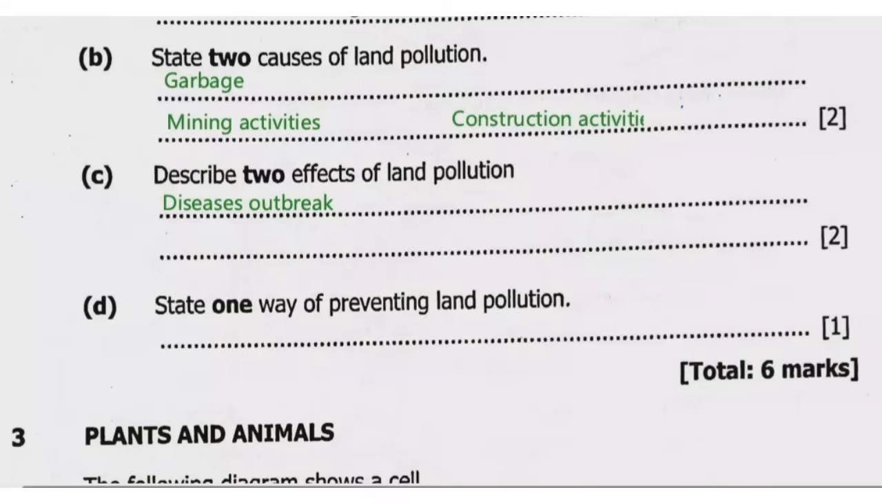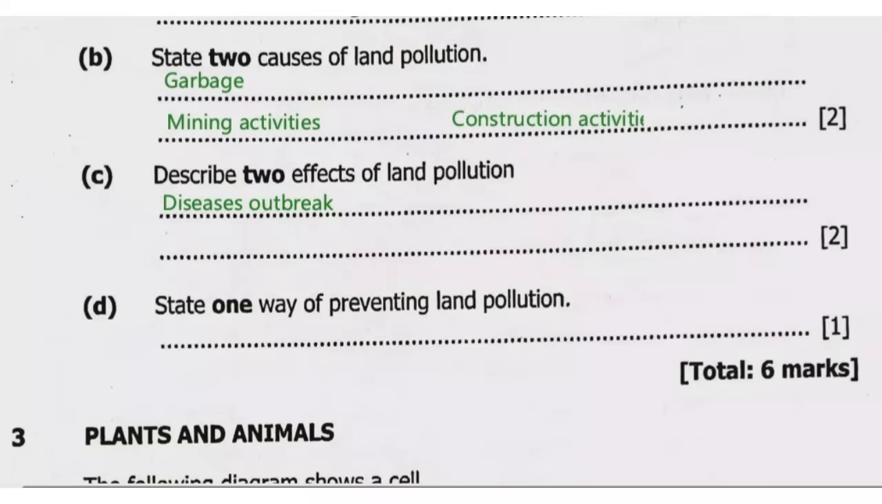Even though cholera is a waterborne disease, because the land is polluted, it also increases the chances of having a cholera outbreak, because germs that are sitting on the polluted land will go into the water, and then the disease will be transmitted.